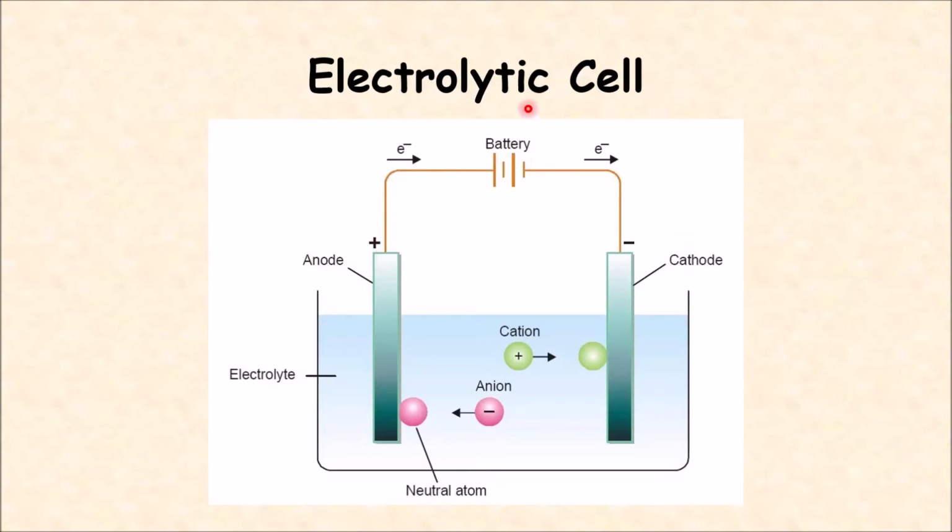When we supply electricity, or an external source of energy, this non-spontaneous reaction becomes spontaneous, or it occurs. So basically we are converting electrical energy and forcing a non-spontaneous reaction to become spontaneous. Here the electrical energy is converted to chemical energy, or it is utilized to carry out a chemical reaction. This is the basic principle of the electrolytic cell.